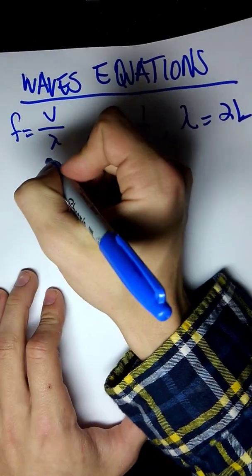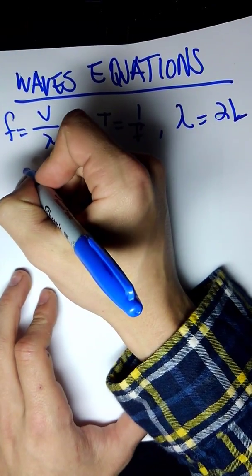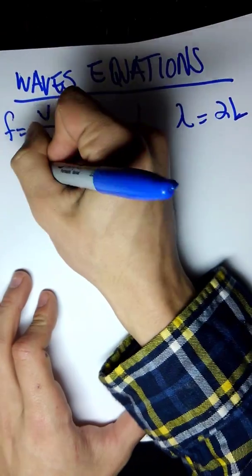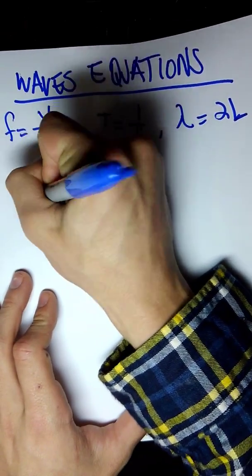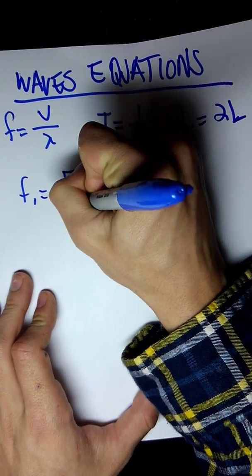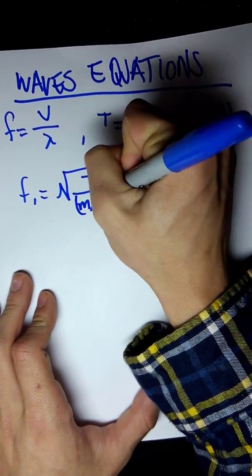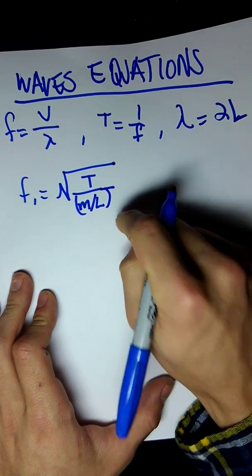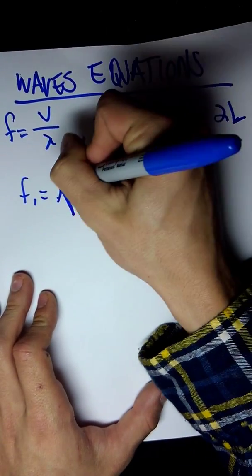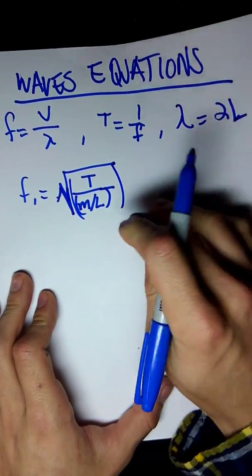Another one we could also use, and we'll come across this one a little bit, is that frequency is equal to the root of T divided by M over L. And this one we'll see a little bit. And this whole thing is under the square root, by the way. So we're going to solve everything inside first and then take the root in the end.